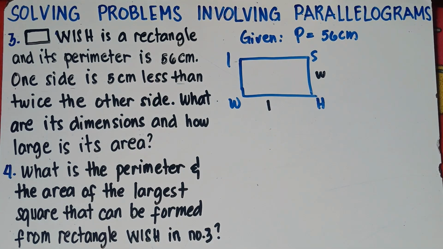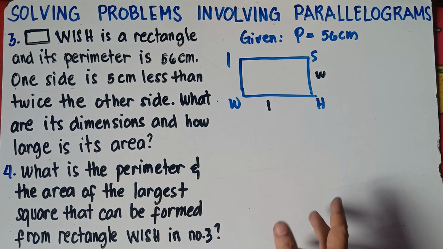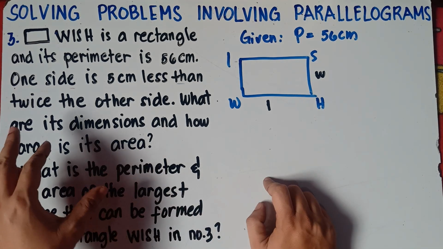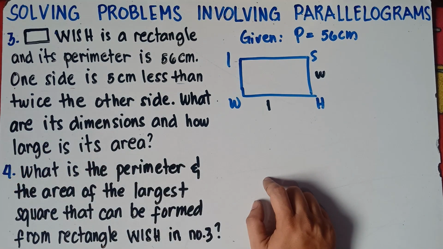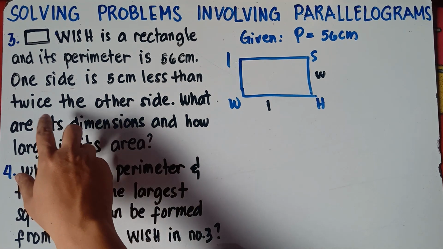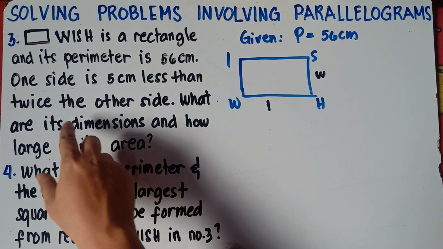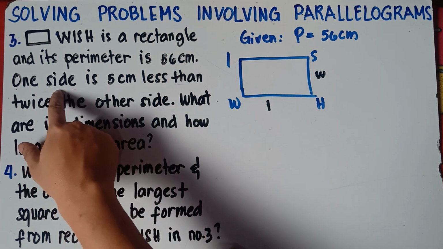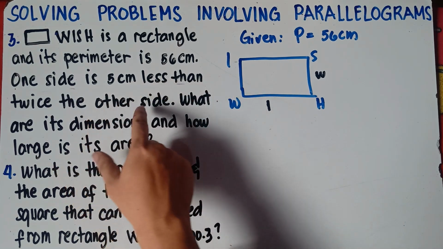So in this scenario, class, because most of the problems, if you're dealing with a rectangle, it will say the length is twice the other side, or the length is 5 more than twice the width. But in this scenario, this will be quite complicated because it's not stated what is the length and what is the width, right? We don't have the length, we don't have the width. It says one side is 5 less than twice the other side.